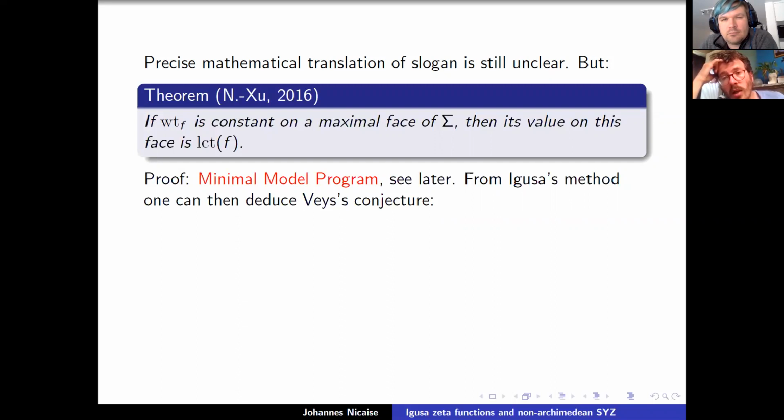We don't see a gradient flow. And so according to the slogan, this is only allowed to occur if you're already in the locus of minimal weight. So if on this phase, the weight function is already equal to the log canonical threshold.